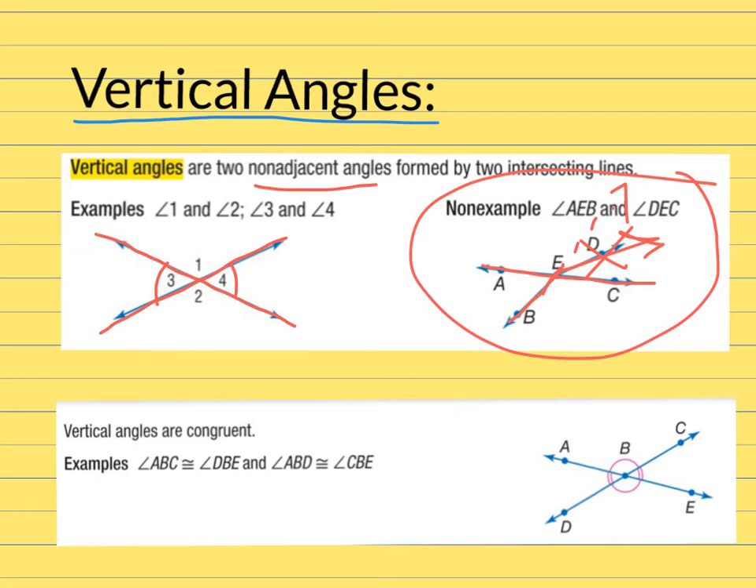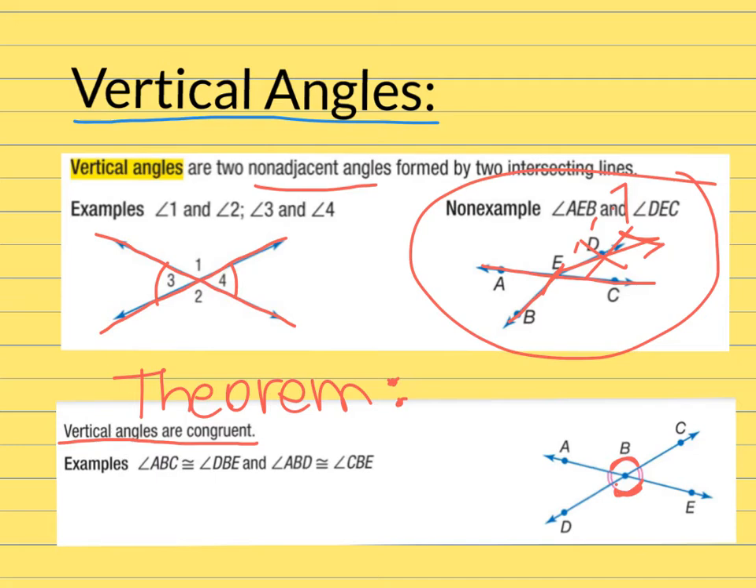One of the theorems that we have in geometry is that vertical angles are congruent. We have to prove our theorems, but right now I'm just going to tell you about it and your teacher will go over the proof of it. So angles ABC and angle DBE, this angle here and this angle here, they're always going to be congruent.